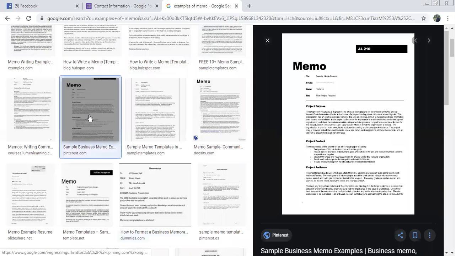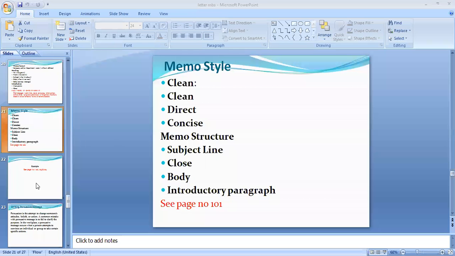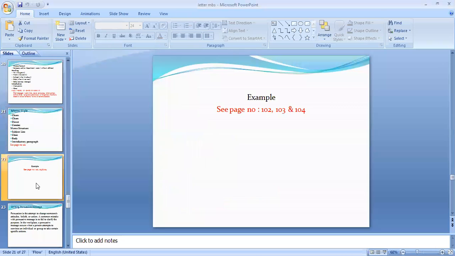Memo examples, how to write them, you will get there on the internet also. So let's go to the slide. Okay, so these are the things, and then after memo style, examples you will get in 102, 103, 105.